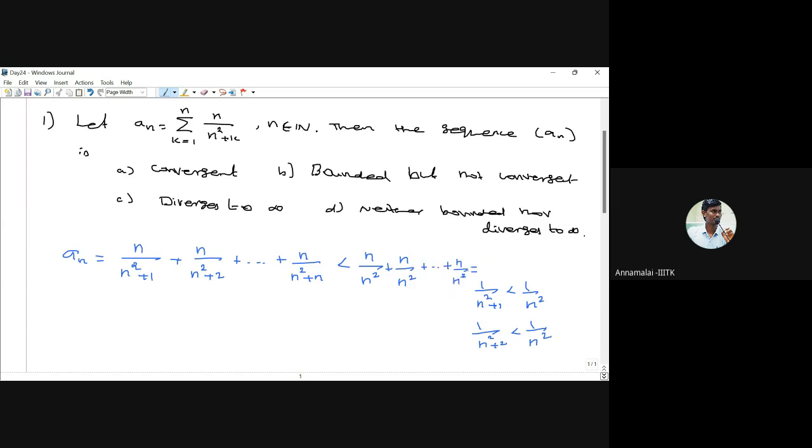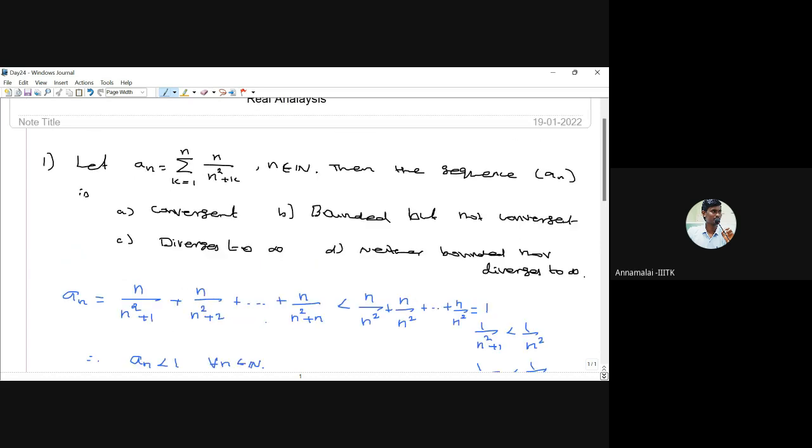So how many terms are there? There are n terms, therefore n square by n square we get 1. So each a_n is strictly less than 1 for all n in N. All the a_n are less than 1. Therefore the sequence is a bounded sequence, so it cannot diverge to infinity, because it is bounded. Therefore we cannot say this.